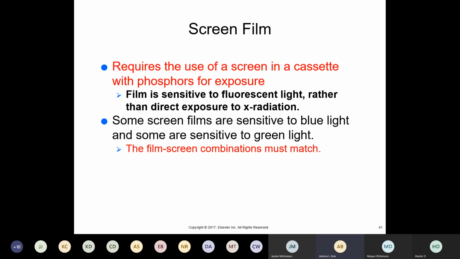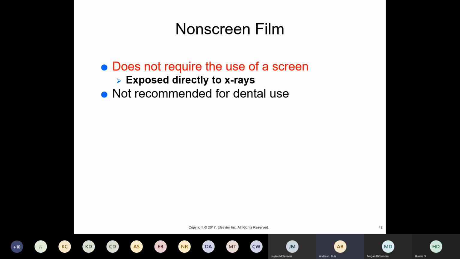And each film is sensitive. You can select different types. Some of them are sensitive to blue and some of them are sensitive to green light. So the screens, you have to match the kind of film that you purchase to the type of screen that is in your cassette. Non-screen film does not require the use of a screen, and these are exposed directly to X-rays, and this is not used in dentistry. This would be used like in the X-rays we took in the hospital.